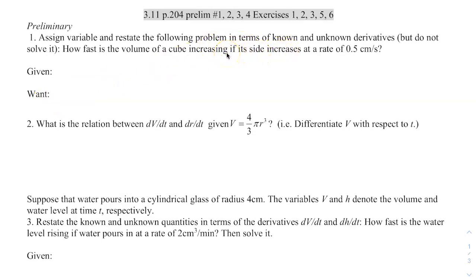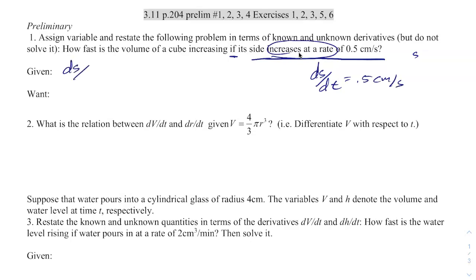So let's look at this part right there. "If" is a general indicator that they're going to give us stuff. If the side increases at a rate of 0.5 centimeters per second. So the side, most times we use S for a side, increases at a rate. That tells you right there it's a rate, so it's going to be ds/dt, and we know what it is, 0.5 centimeters per second. So that's our given: ds/dt, which is a rate, is 0.5 centimeters per second. It's increasing, so it's positive, increasing at 0.5 centimeters every 1 second.